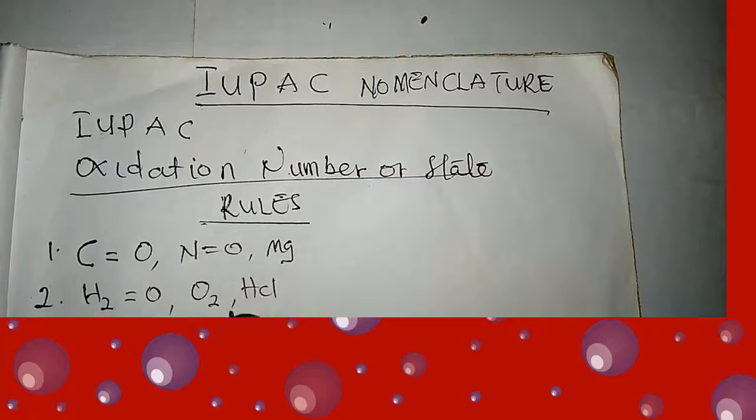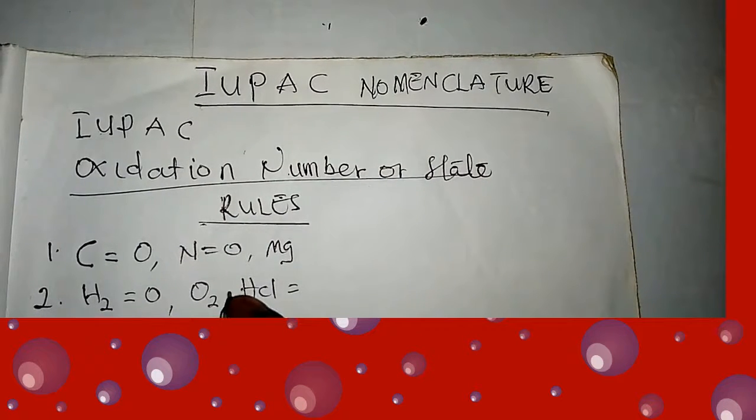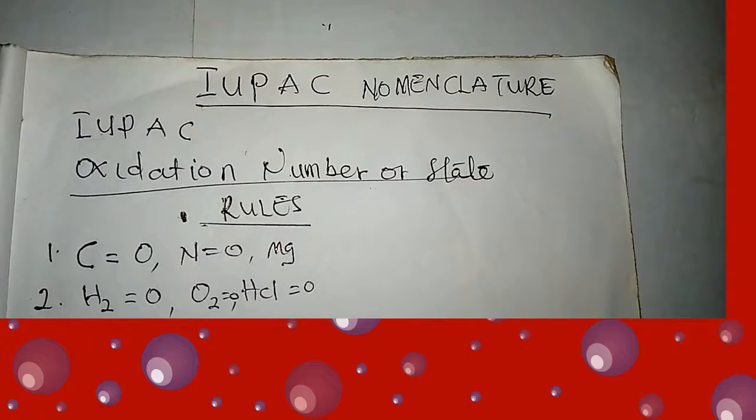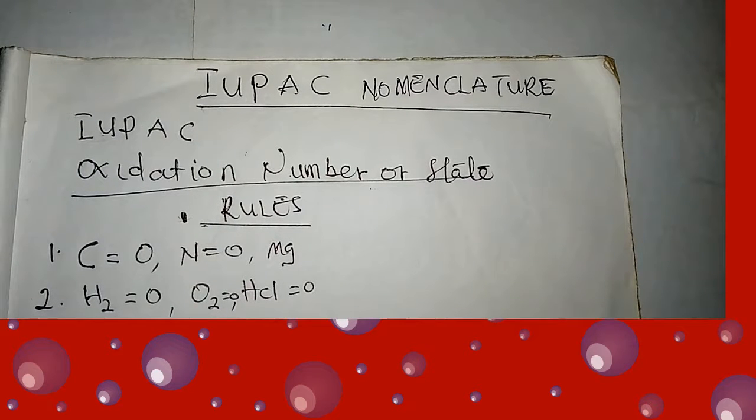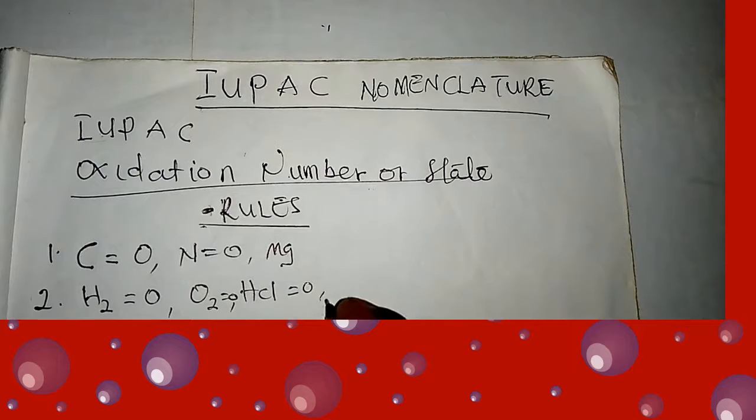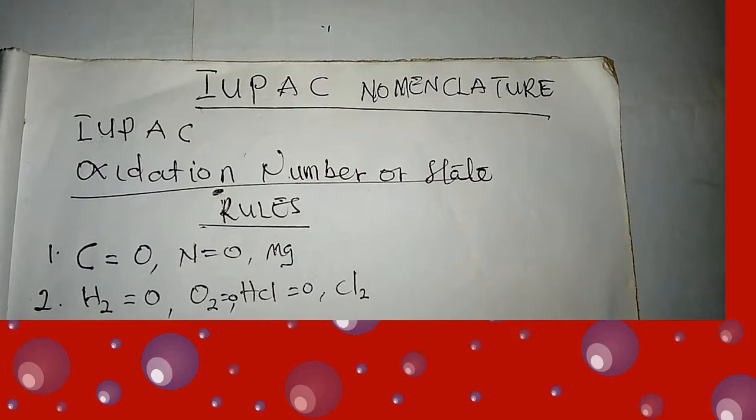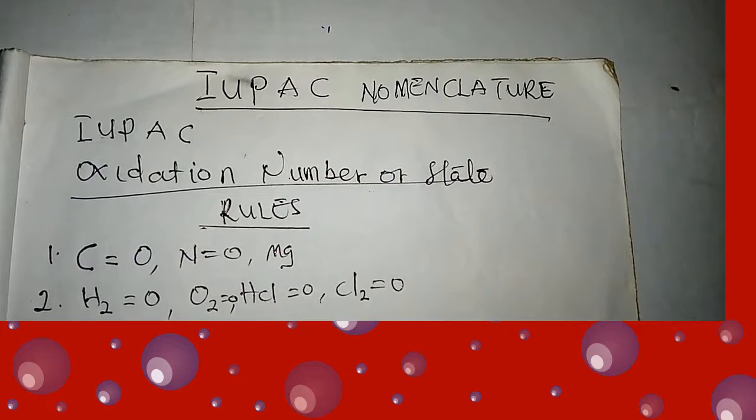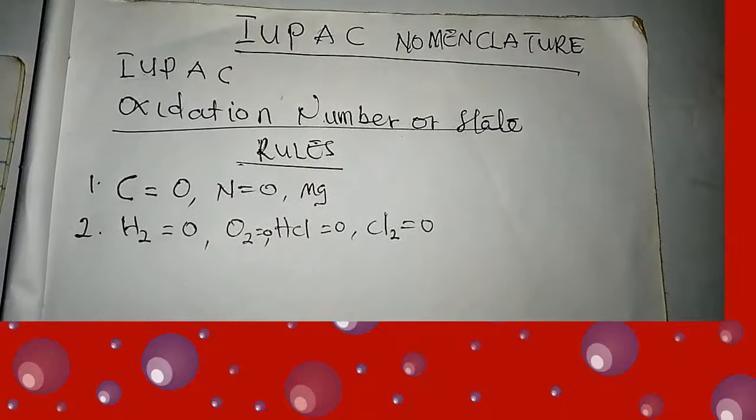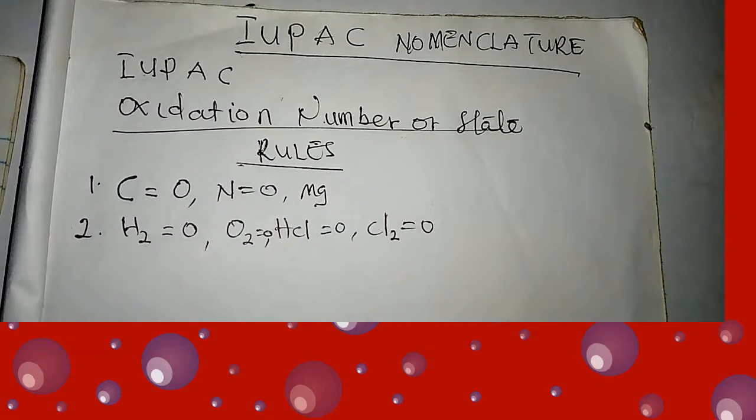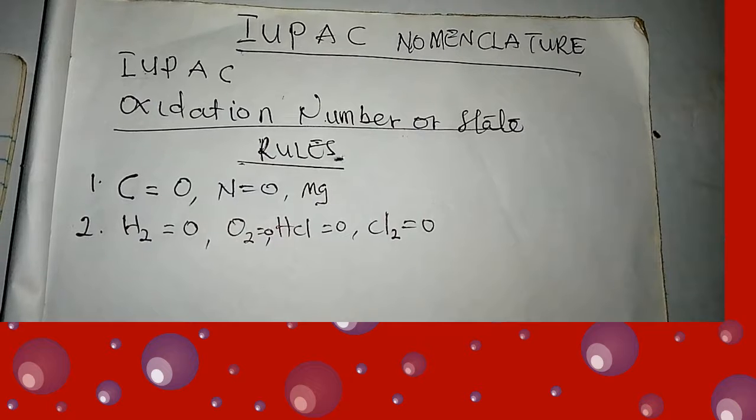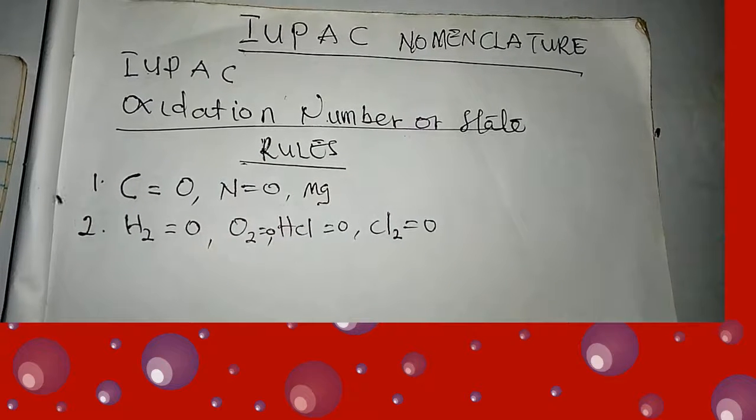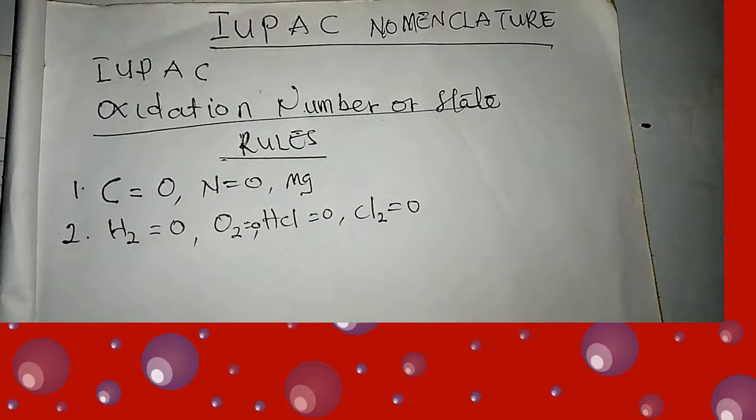Hydrochloric acid, like this, its oxidation state is equal to 0 because it's in its molecular form. When you have something like chlorine, it also has its oxidation number equal to 0 because it's in molecular form. So that's the second rule. It says that the oxidation state of an element in its combined molecular or atomic form is 0. Okay, so let's move on to the next rule and see how we can go.